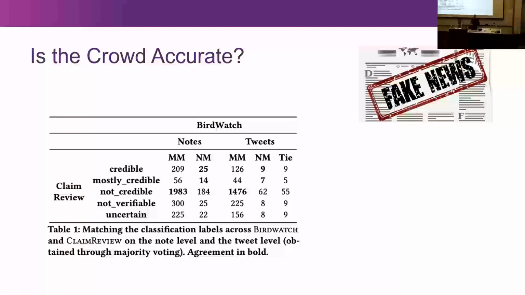We assume the experts to be the correct label, and the crowd to be mistaken if they don't agree with the experts. So the bottom line is that in the vast majority of cases, the crowd is as accurate as experts, which is good news if we want to use the crowd to scale up the fact-checking effort that expert journalists are making.